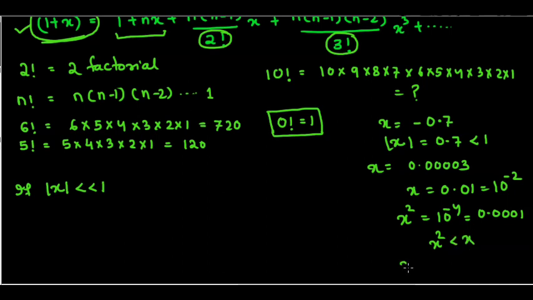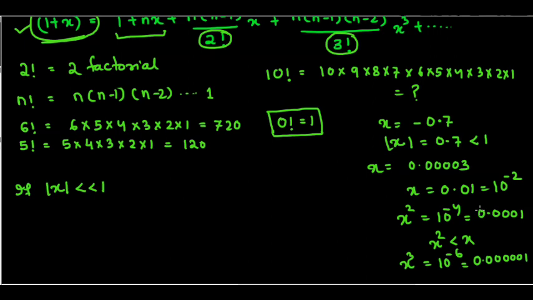Similarly, if I find x to the power 3, it will be 10 to the power minus 6, that is equal to 0.000001. Again, you can say that x to the power 3 is very small as compared to x. So students, remember that if we take a value of x which is very small as compared to 1, then the higher powers like x to the power 2, x to the power 3, x to the power 4, all these higher power terms will be very much negligible.